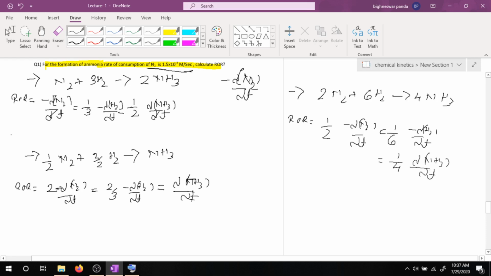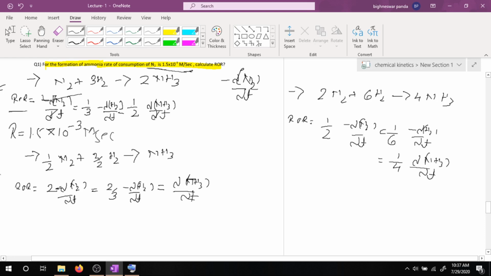So we have to calculate the rate of reaction. Since the rate of reaction is equal to minus dN2 by dt, I can simply write here rate is equal to 1.5 into 10 to the power minus 3 molar per second. That is for this reaction.